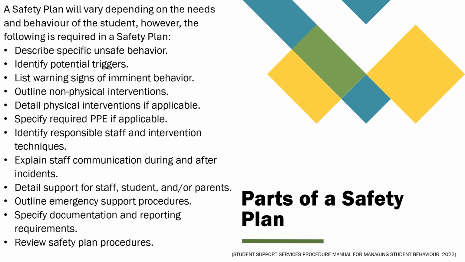Following that, we move into the identification of staff who will implement the safety plan and what BMS intervention techniques will be used. We will further find details of the support to provide to staff, students, and parents. When and how emergency support will be called, if required, and the documentation to be completed and reported following an incident. Finally, we have a safety plan review process in which the safety plan itself is reviewed following any and all incidents.